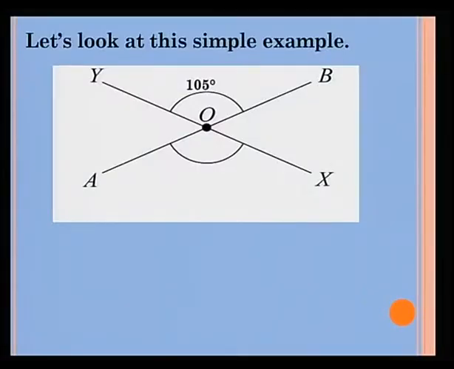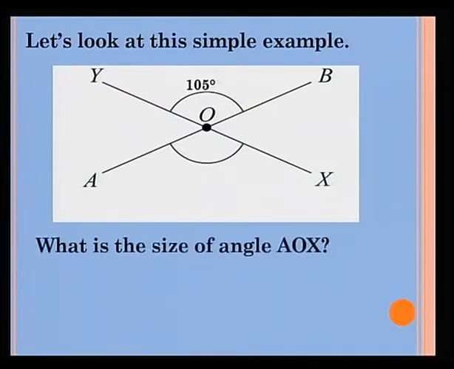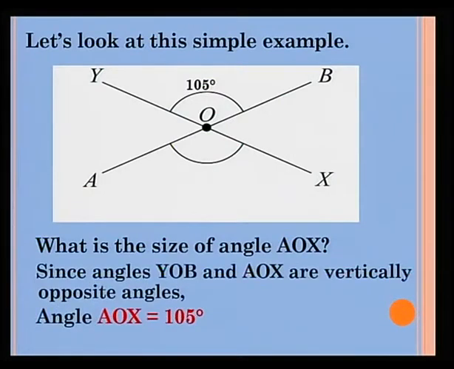Let's look at this simple example. We see two intersecting lines. We are going to calculate the size of angle AOX. Since angles YOB and AOX are vertically opposite angles, angle AOX will be 105 degrees.